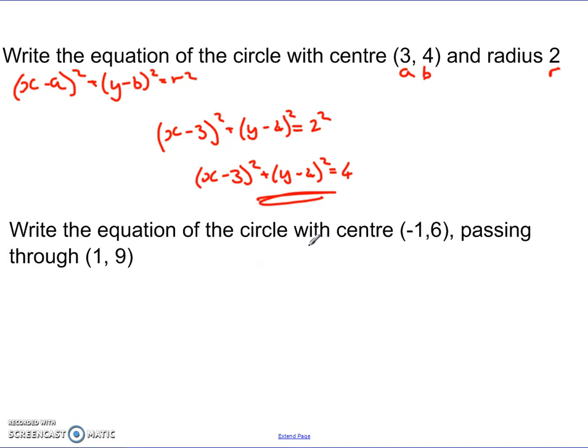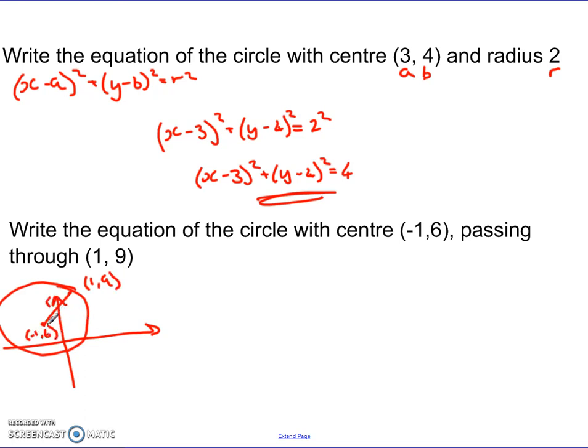Second one is write the equation of a circle with a centre of negative 1, 6 passing through the point 1, 9. So again, think of it this way. If I've got a geometric representation of it, my centre here is at negative 1, 6, so it's about there. I've got the point 1, 9, which is up there, and I've got a circle that does that, and I have to get the equation of that one. So there's my 1, 9, and there's my negative 1, 6.